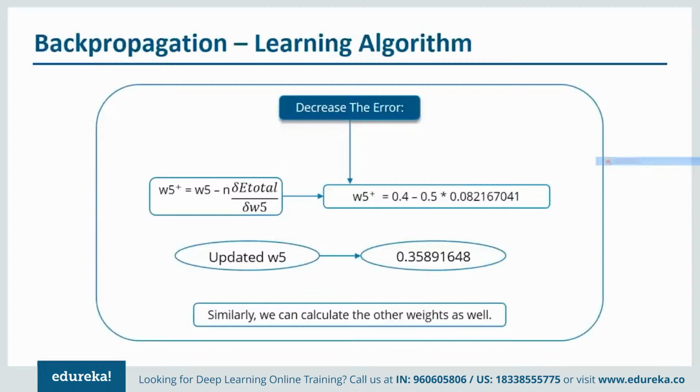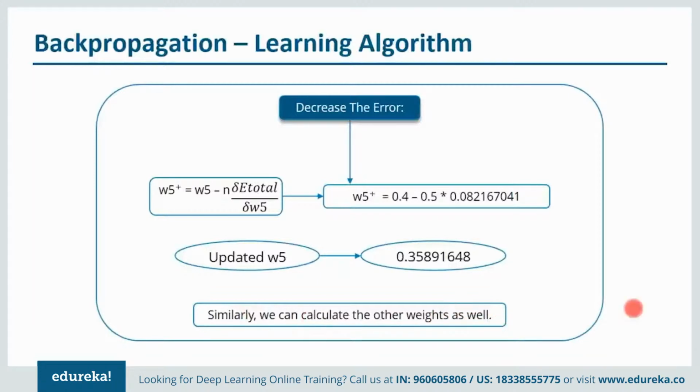First thing we need to do is follow this formula. W5 plus is nothing but the updated weight, which is equal to W5 minus the learning rate into delta of E total by delta of W5, which came to around 0.35891648. Similarly, we can calculate the other weights as well.